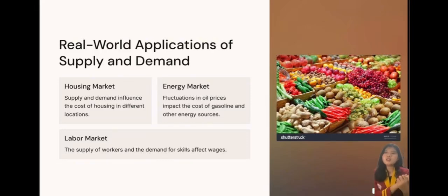Real-world applications of supply and demand. Housing market. Supply and demand influence the cost of housing in different locations. Energy market. Fluctuations in oil prices impact the cost of gasoline and other energy sources. Labor market. The supply of workers and the demand for skills affect wages.